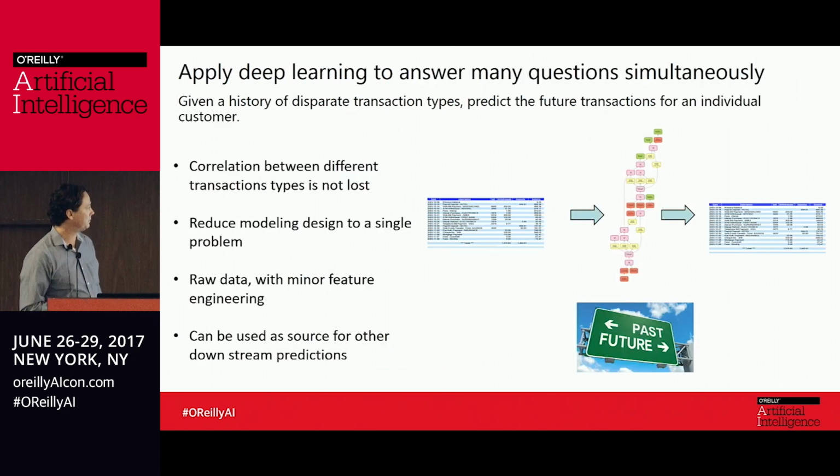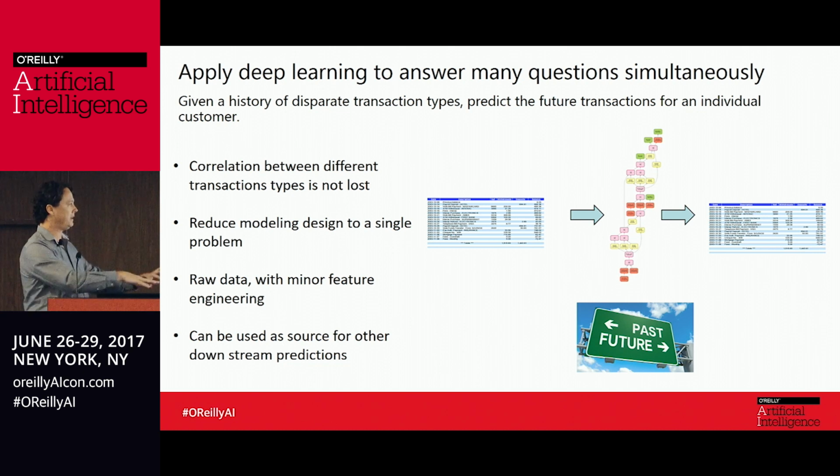So why don't we do this? Let's apply deep learning. Given a history of disparate transaction types, predict the future transactions for an individual customer. If you're building your own separate models per transaction type, you're throwing a lot of information away. There might be some correlation, like they go to an ATM after they spent some money at a bar, or other things that you wouldn't necessarily pull into your predictive model.